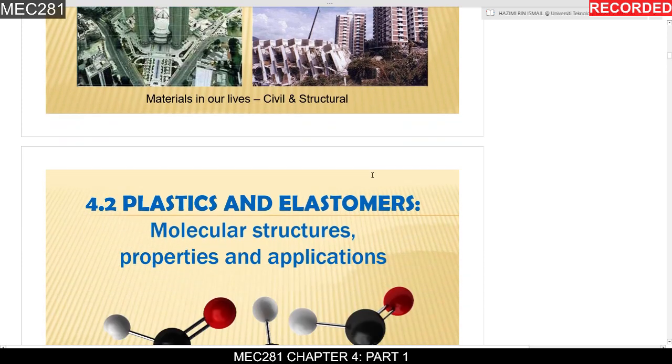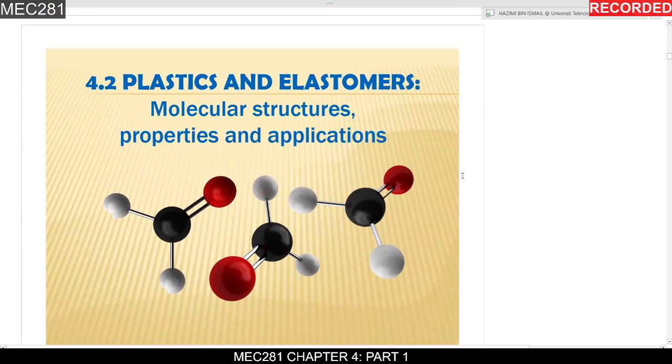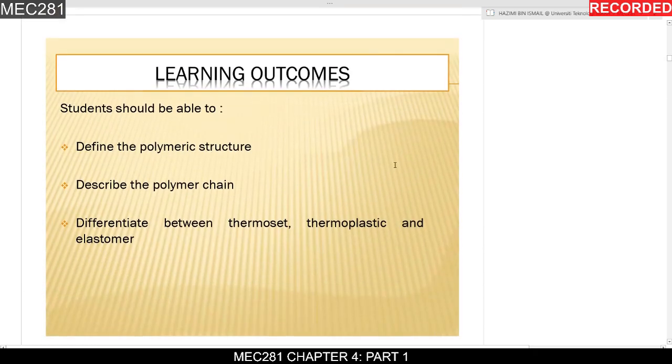Okay, next. And then we go deeper about the plastic and elastomers in subchapter 4.2. The subtopic here is about the molecular structures, properties, and applications of plastic and elastomers. So at the end of this subtopic, you should be able to define the polymeric structure, describe the polymer chain, and also differentiate between thermoset, thermoplastic, and elastomer.